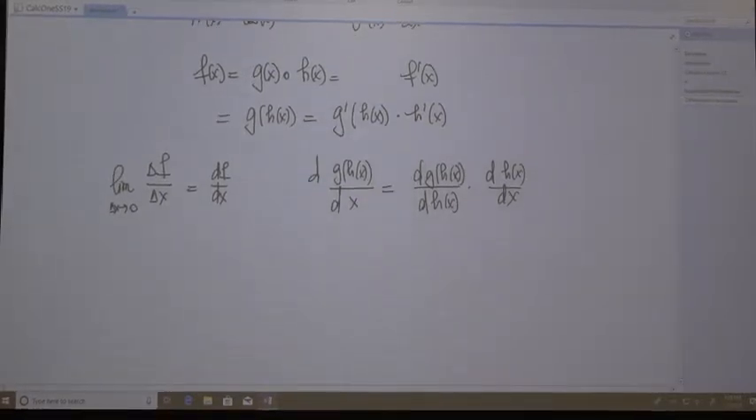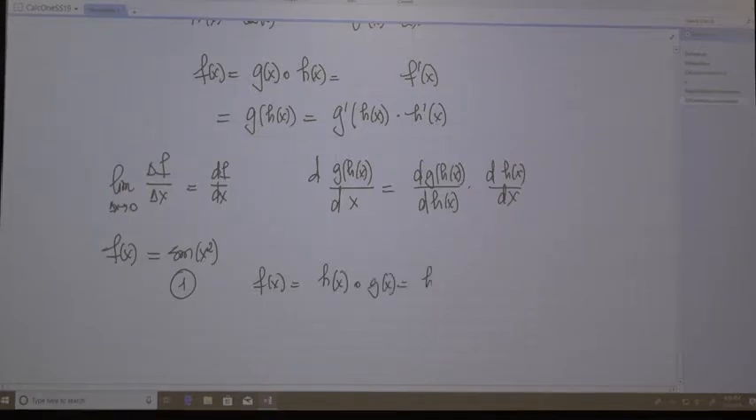So let's say I would like to find the derivative of the function f of x, which is sine of x squared. Okay? Before we apply the chain rule, we first of all need to write down this function as the composite of two other functions. Okay? So I would like to ask you, first of all, write down f of x as the composite of h of x and g of x. Basically, h of g of x. Okay?